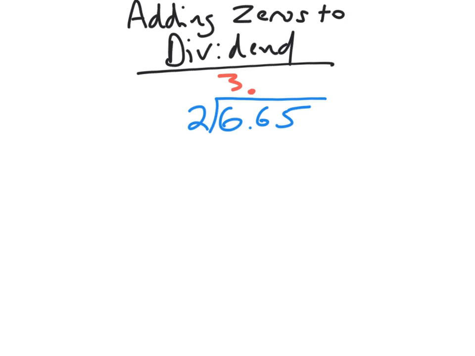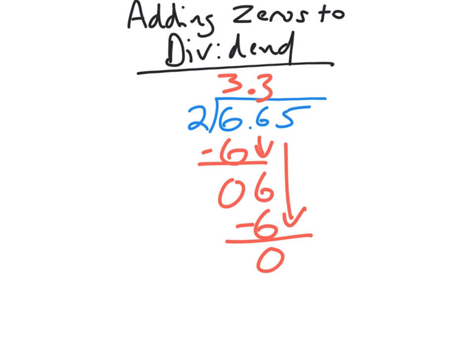2 goes into 6 3 times. 3 times 2 is 6. Subtract, get 0. Bring down the 6. 2 goes into 6 3 times. 3 times 2 is 6. Get 0. Bring down the 5. Now 2 goes into 5 2 times. 2 times 2 is 4. Subtract to get 1. Okay?